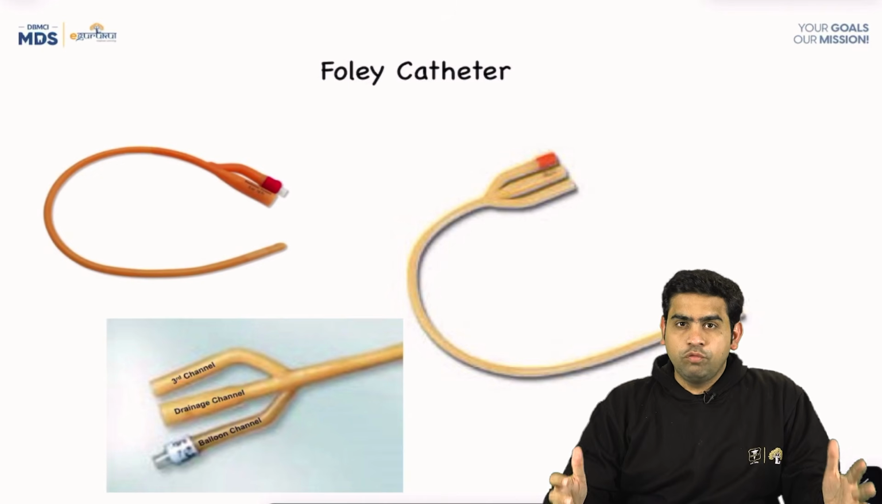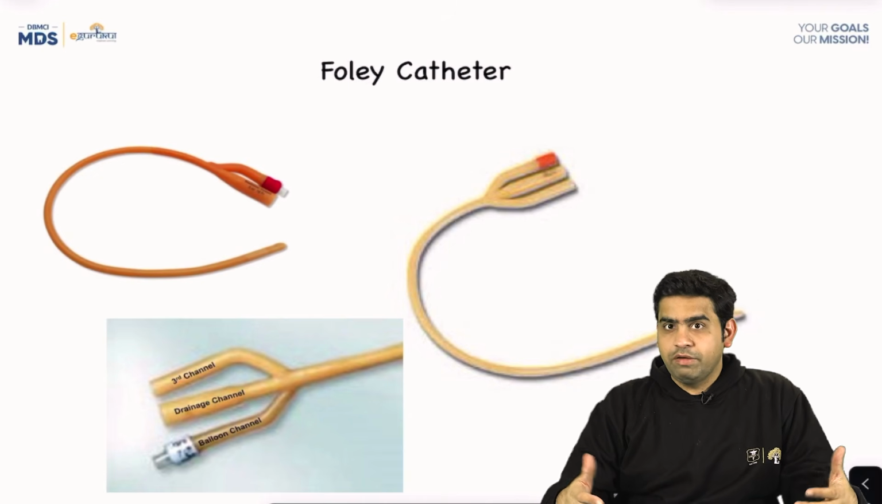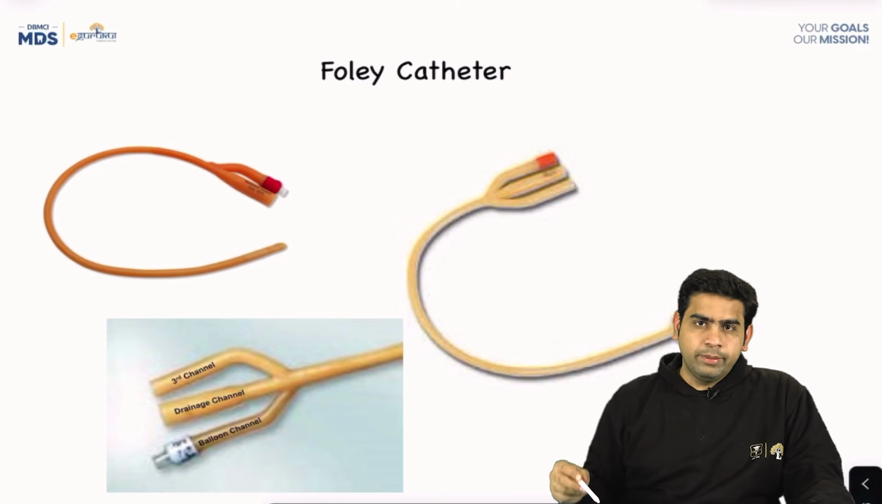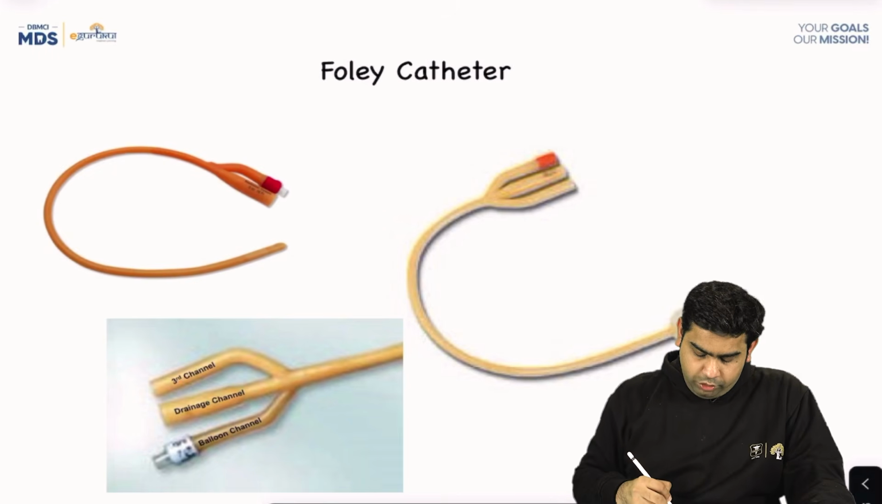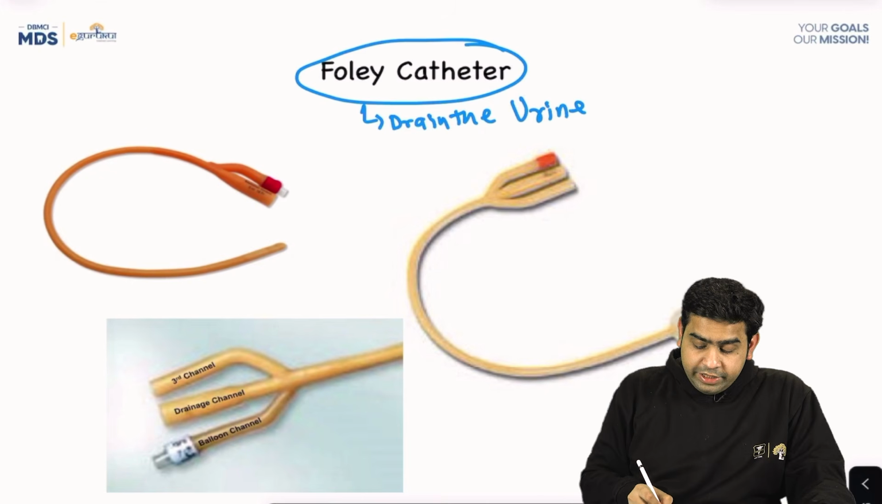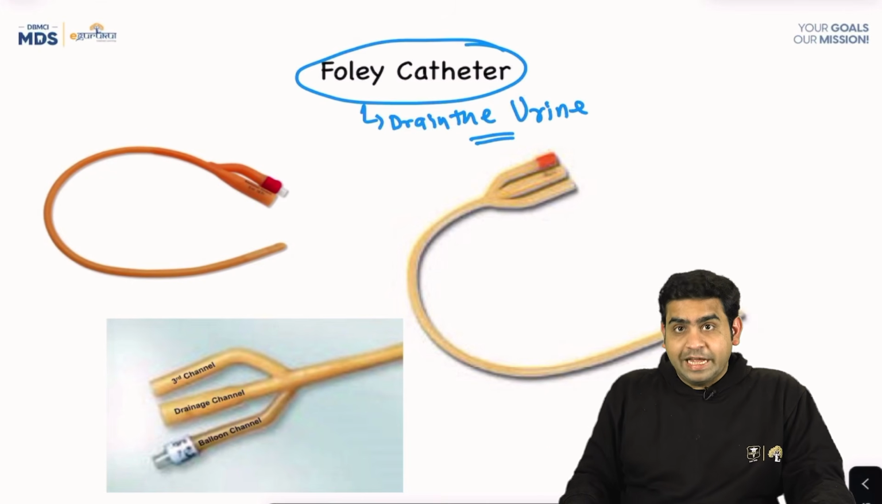Now let us talk about Foley's catheter. This is very, very important, so let's have a look at it. Let's first try to understand what I'm talking about. All of you know why you use a Foley's catheter: in order to drain the urine. When you want to drain the urine, what you use is a Foley's catheter.